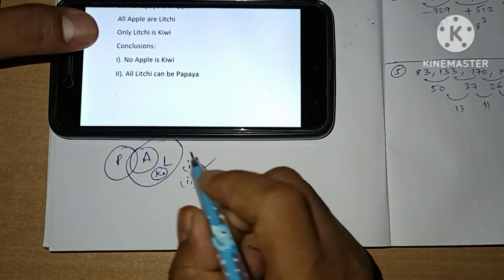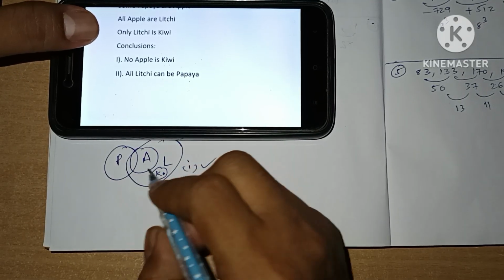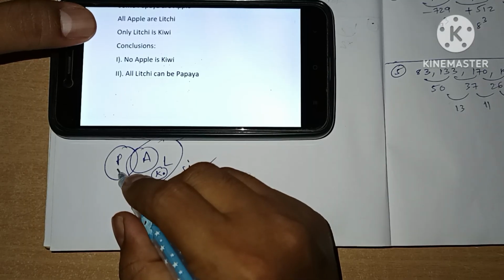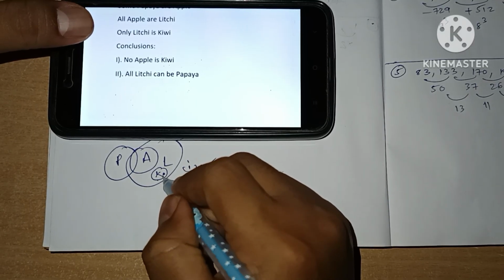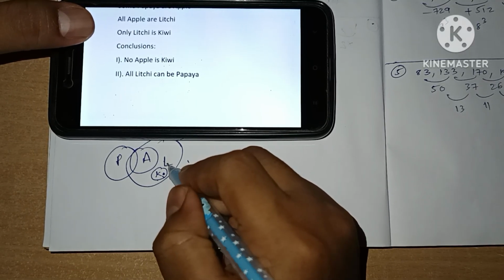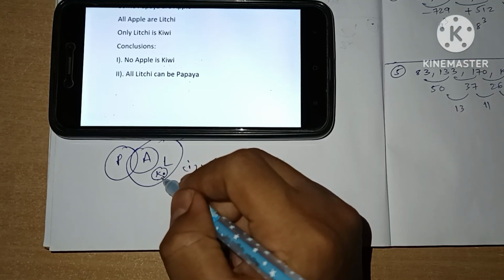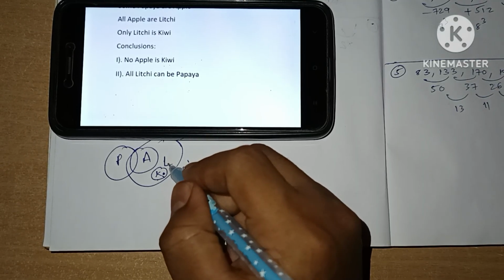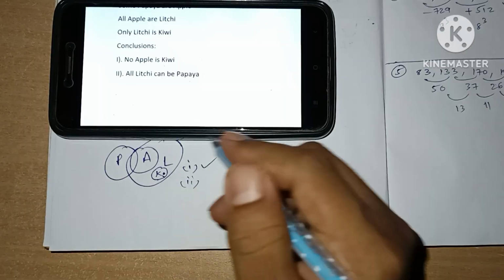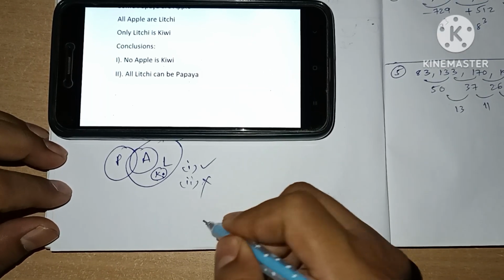Second conclusion: all lychee can be papaya. All lychee can be placed inside papaya. No, it is not possible because of kiwi. Kiwi does not share anything except lychee. So the second conclusion will be false.